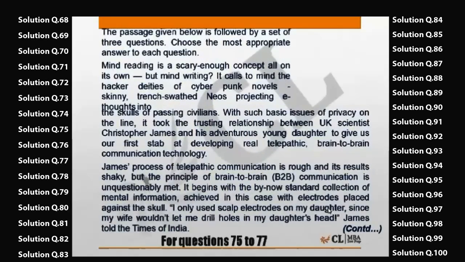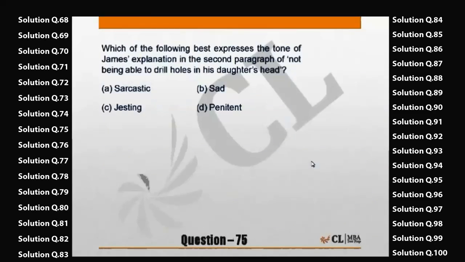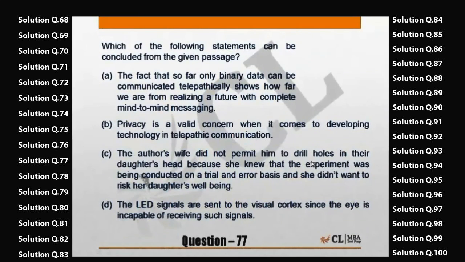Let me take you back to the text over here. See, in paragraph number 1 it says, but mind writing, it calls to mind the hacker deities of cyberpunk novels, skinny trench-coated Neos projecting e-thoughts into the skulls and all that. And then it goes on to say, this is important, with such basic issues of privacy on the line. Now, this is exactly what leads us to the answer, which is option B. So, the first paragraph mentions that privacy is a concern in telepathic communication. Option B, therefore, follows from the passage.